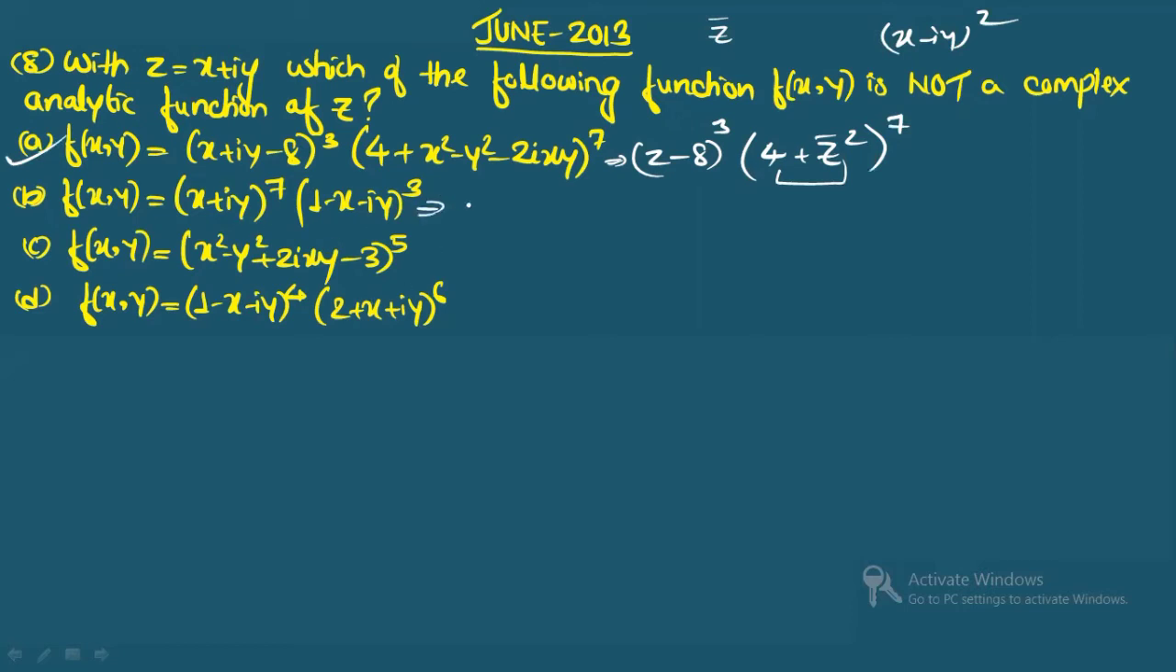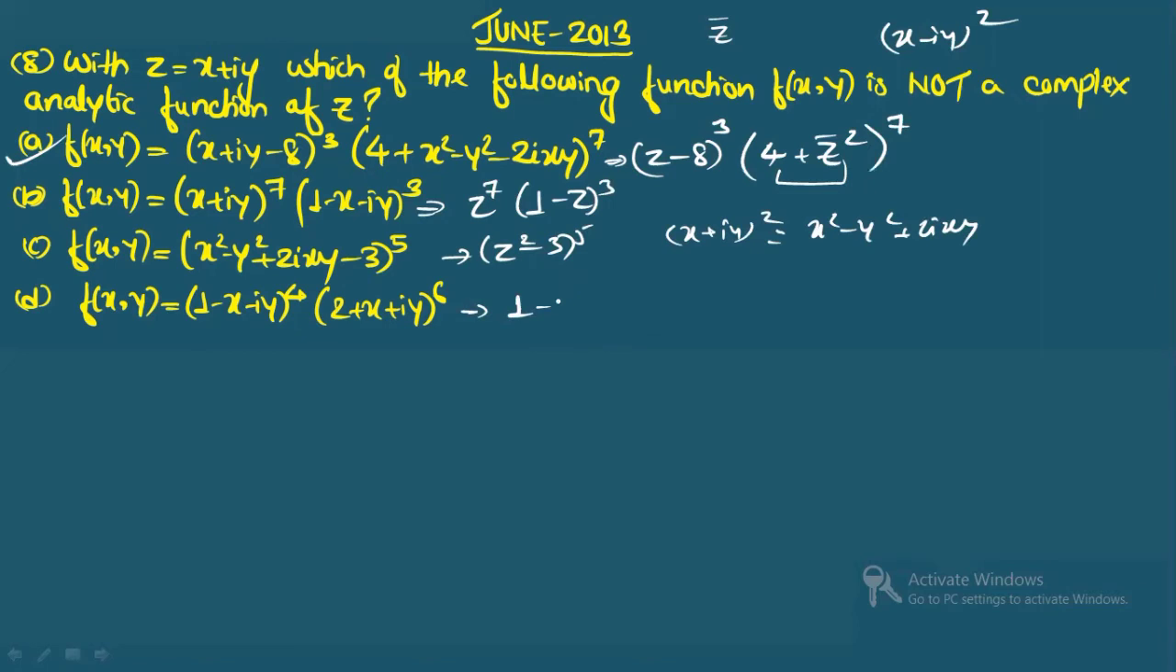So if you see here, this is obviously z to the power 7. And this is 1 minus z cube. The next one, if you see, this is z square, x square minus y square plus 2ixy, minus 3 whole to the power 5. Because you know x plus iy whole square is x square minus y square plus 2ixy. And if you see the last option, if you take minus common, this will become x plus iy. So that is z to the power 4, and this is 2 plus z to the power 6. Clear? So your option is option A.